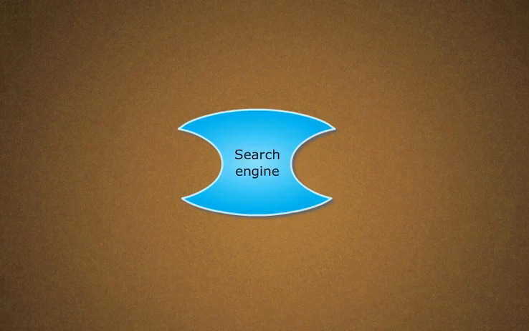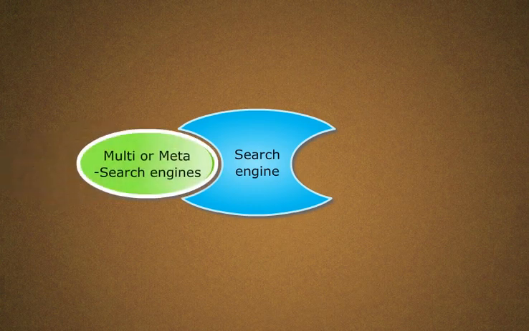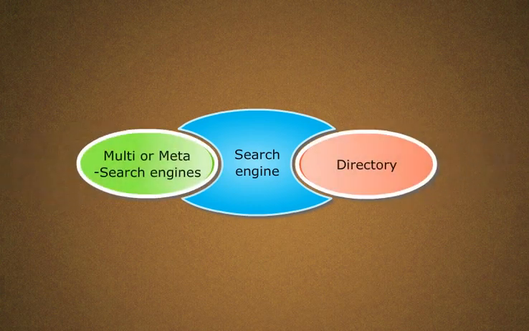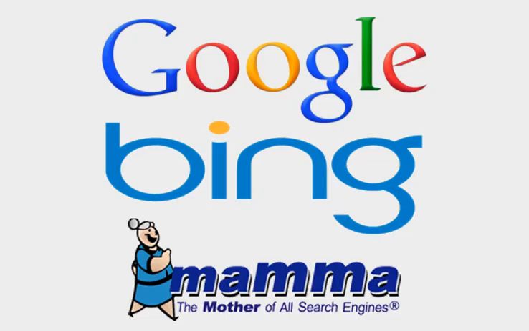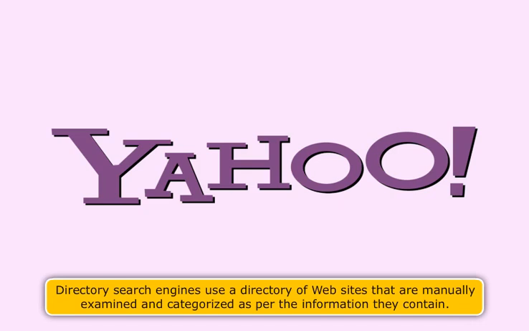There are different types of search engines, such as multi or meta search engines and directory. Multi or meta search engines employ more than one individual search engine to find your keywords. Google, Bing, and Mama are the finest examples of meta search engines. Directory search engines use a directory of websites that are manually examined and categorized as per the information they contain. Yahoo is an example of a directory search engine.